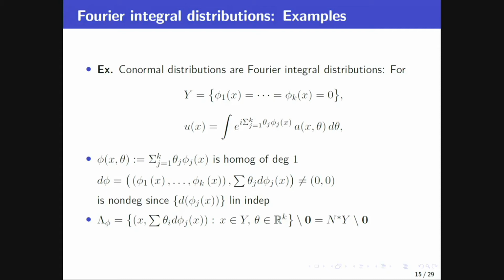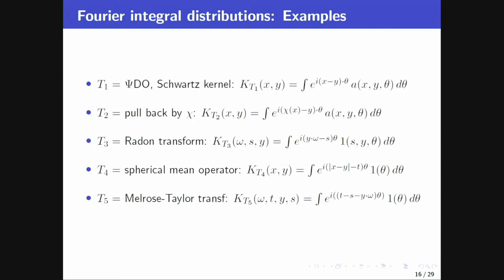Let's compute the lambda phi using the same formula. It's like a recipe. x, d_x phi is this, such that d_theta phi equals 0, which means that x belongs to Y. This is exactly the conormal bundle of Y. Okay? So this lambda phi becomes exactly the conormal bundle, which you expect, and we have seen this yesterday. So any conormal distribution is a Fourier integral distribution. Other distributions, well, all these are conormal.